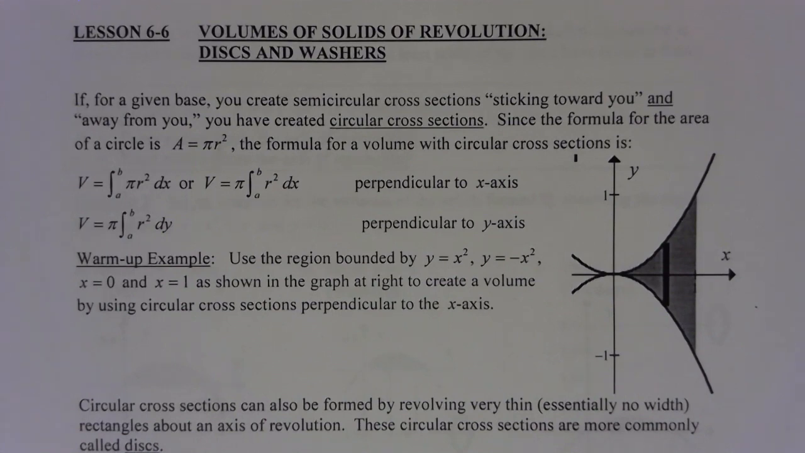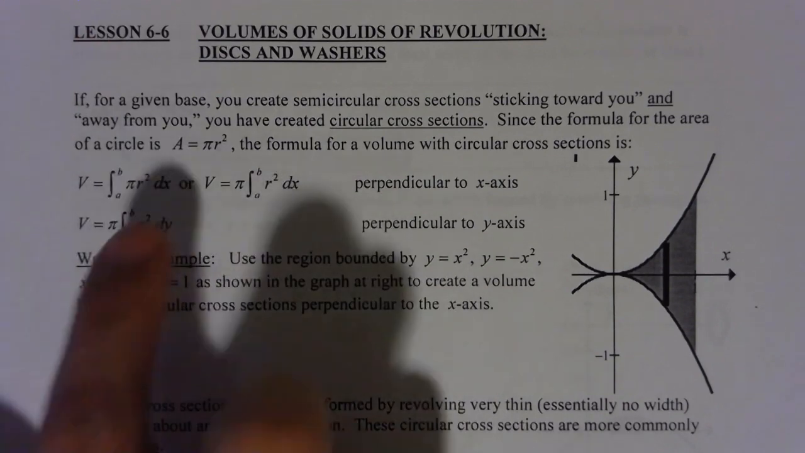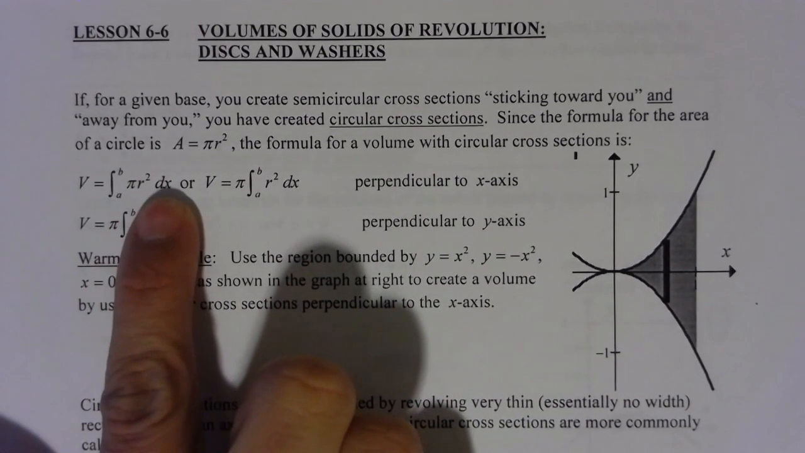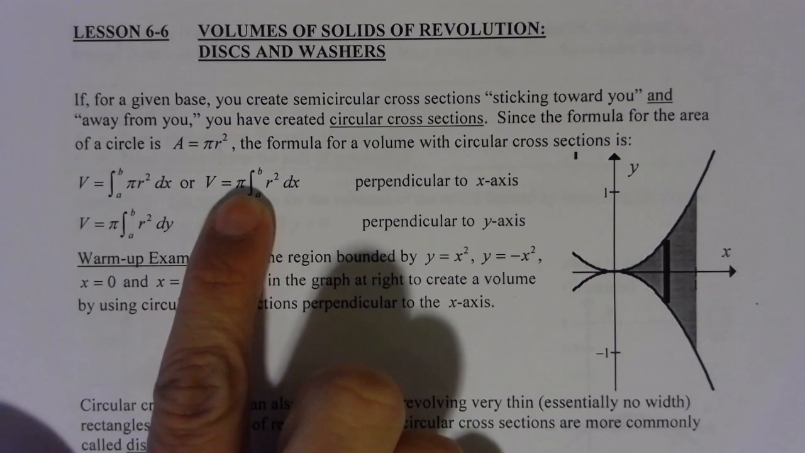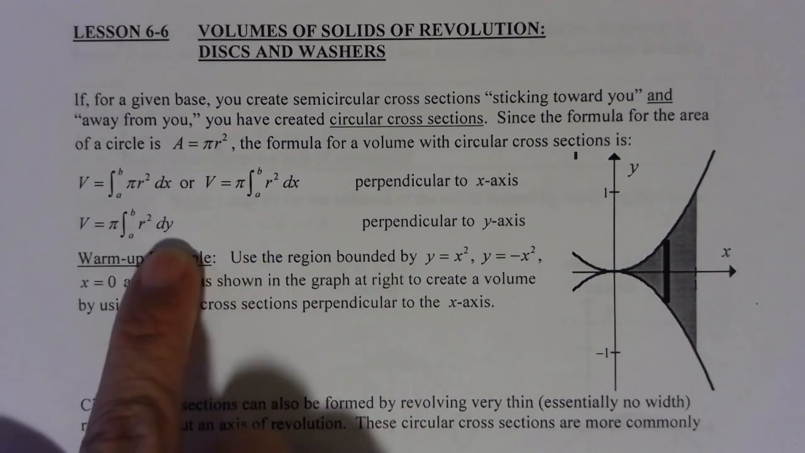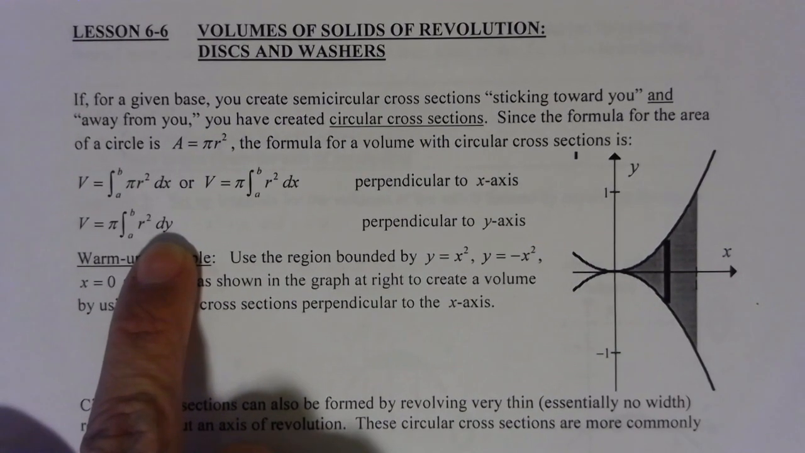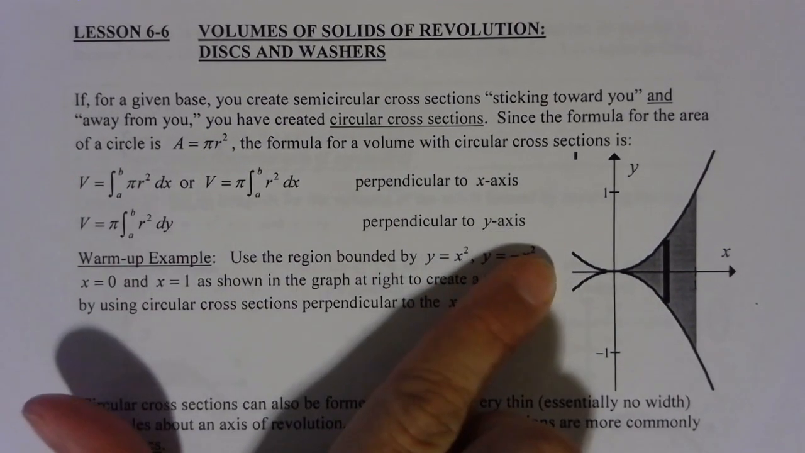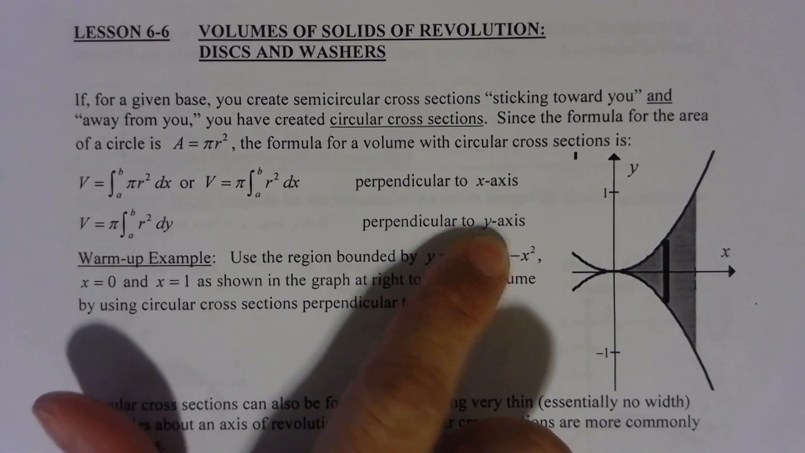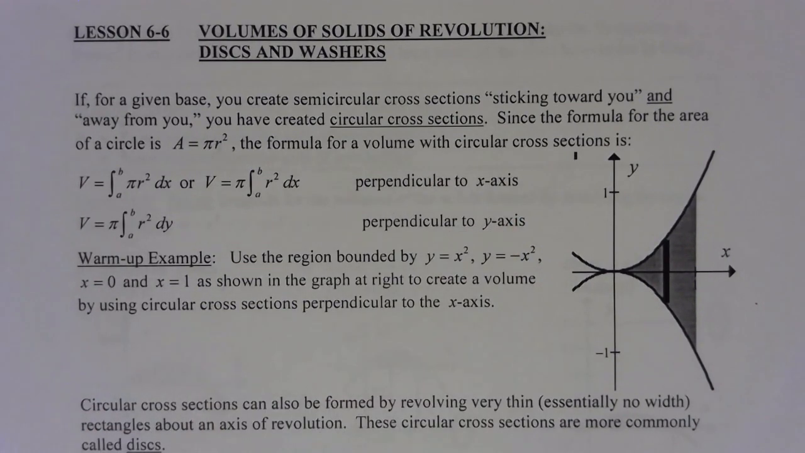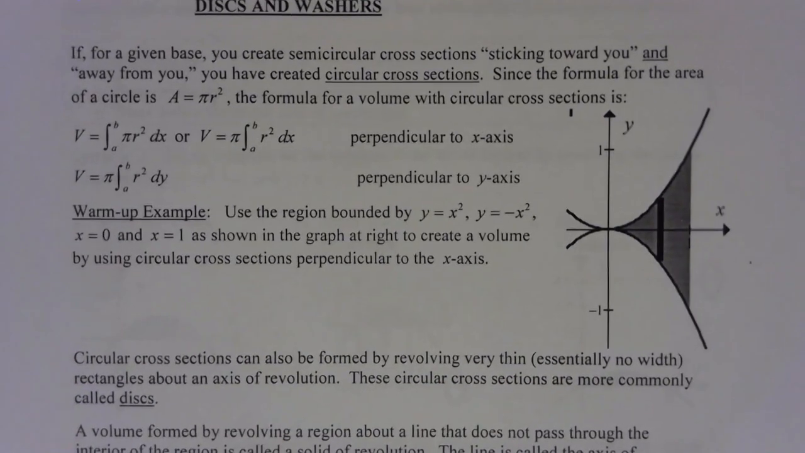with circular cross sections is pi r squared dx. Don't forget that pi is a constant, so we can stick that out front. We can also be rotating it perpendicular to the y-axis, so we need to keep in mind whether we're in dx or dy. So let's do a warm-up example.